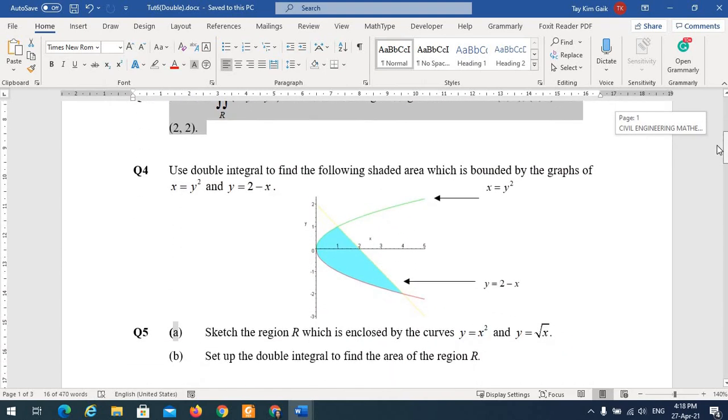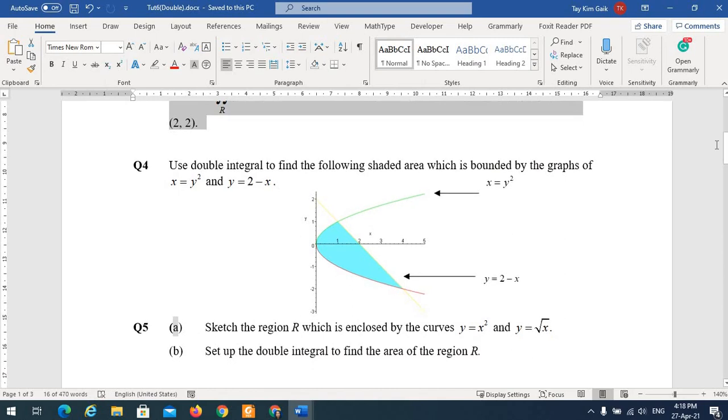Okay, question 4. The graph is given, so it will be easier. Because if the graph is not given, you may sketch the wrong graph and later get the wrong limit. So if the graph is given, then it will be easier.